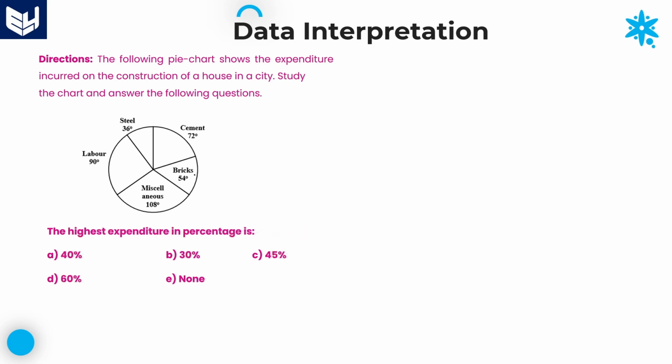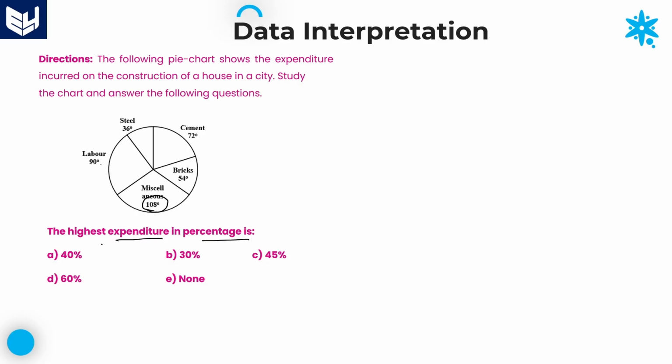Let's see the third question. What is the question here? The highest expenditure in percentage is asked. Just by observing the given diagram, it is very clear that 108 is the highest. Why? Because the remaining values are 36, 72, 54, and the second highest is 90, and the highest value is 108 degrees. If anything has the highest degrees, automatically that value has the highest percentage.